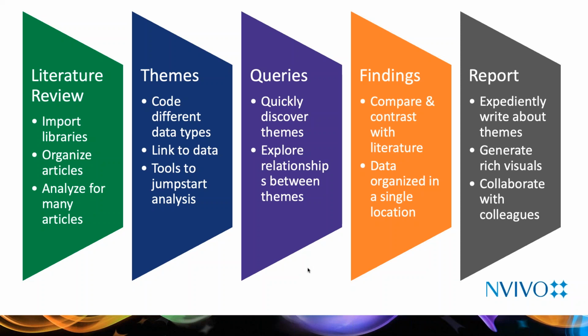There are queries within NVivo that will help you quickly discover themes or explore relationships between themes, looking for points of connection. Once you are pulling together the findings, being able to compare and contrast with literature. What is your data showing? What did the literature show?